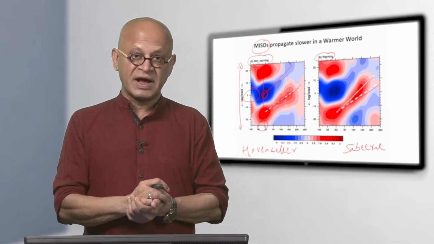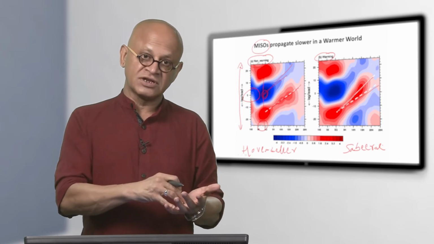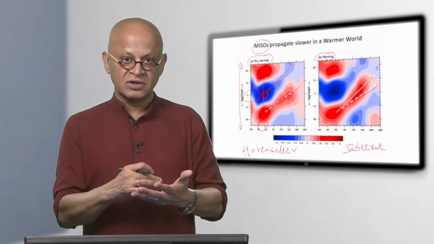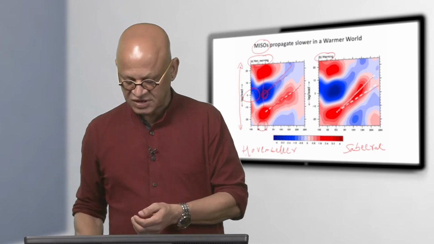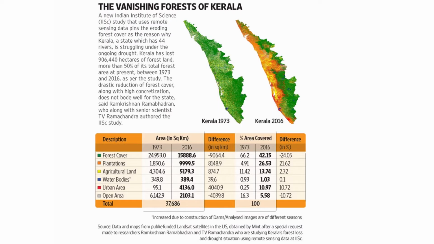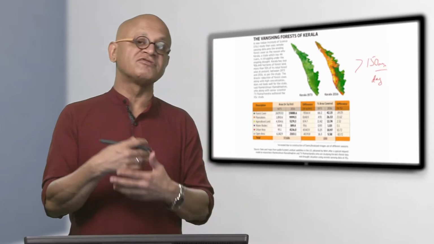So, just to keep in mind that not only the onset delay and the withdrawal advance, but also the northward propagating systems have changed in their speed. So, if you want to go from extreme events greater than 150 millimeter per day and so on, converting it into floods still involves many factors.